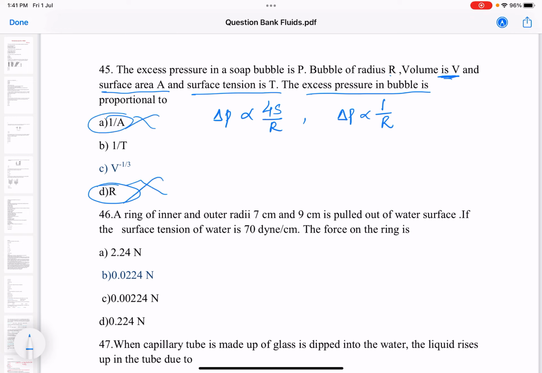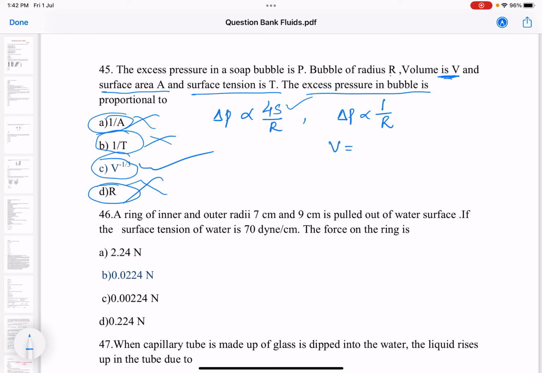This is also not the correct answer. 1 by T is also not the correct answer, because excess pressure is proportional to surface tension S or T. These three are wrong answers. The correct answer is C. We will see how it is the correct answer.